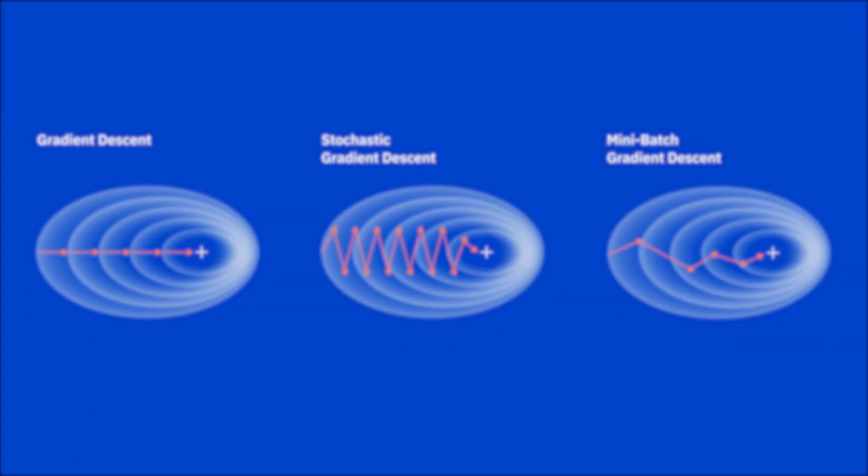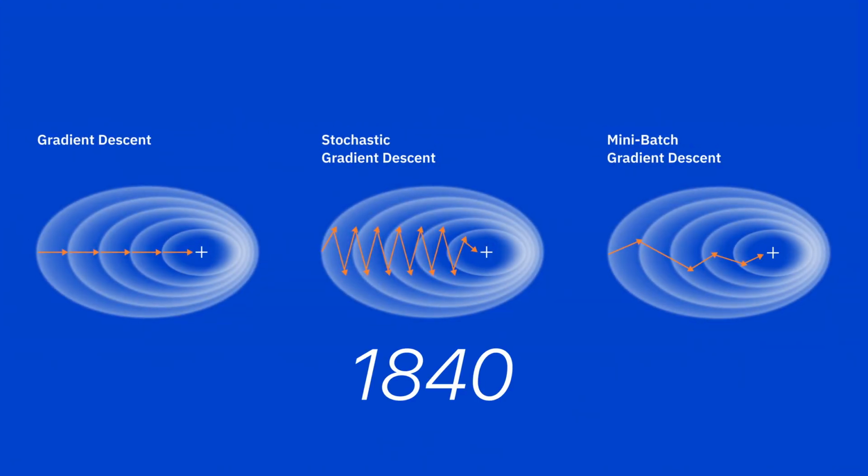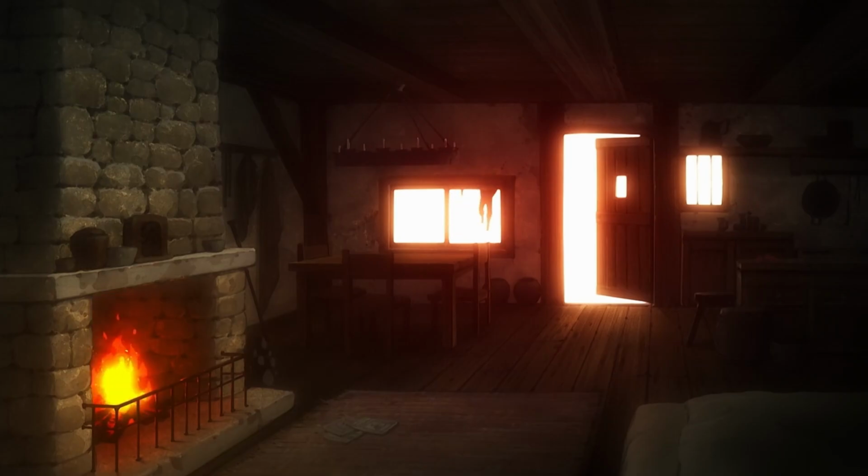Fun fact, gradient descent was first formalized in the 1840s. Yes, before electricity was even a thing in homes.